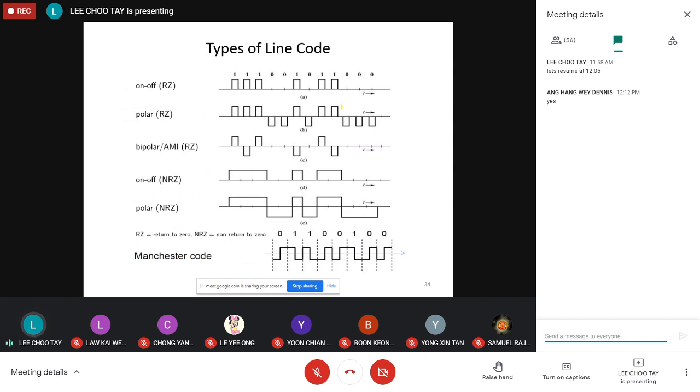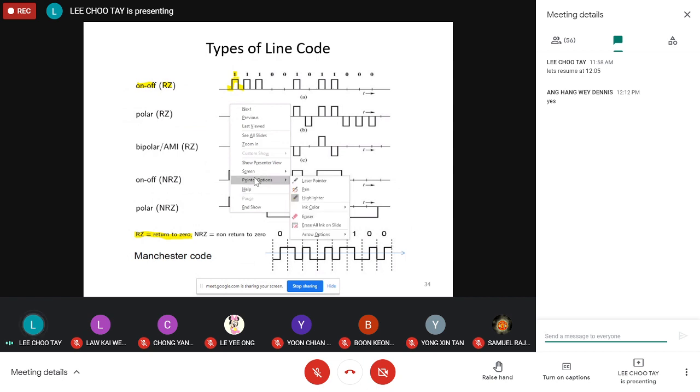The first one on this slide is called on-off RZ. RZ stands for return to zero. For this type of line code, binary information one is transmitted as a rectangular pulse for half of the duration of the bit, and the other half of the duration is zero. So your one is represented by a rectangular pulse at a certain amplitude for half the duration, and the other half is at zero amplitude. That's for on-off return to zero.